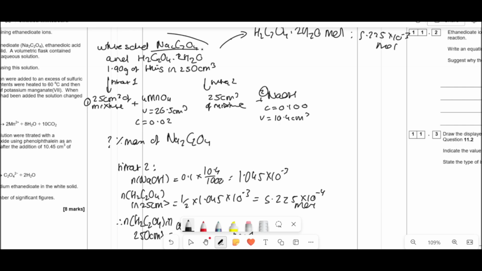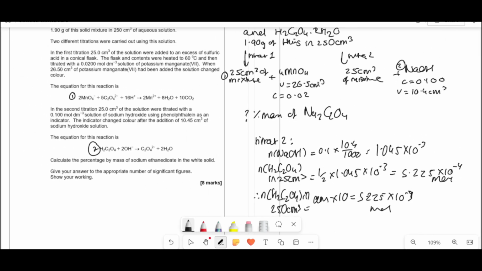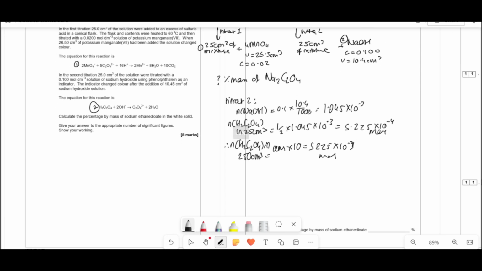So whatever else is here is probably what's made of the Na2C2O4. So what I can do now is I can look at this titration here, number 1, with this equation, which is where everyone was like, oh, I'm going to work out the moles of manganate, and then I don't know what I'm going to do next. So if I look at titration 1, yes, you can work out the moles of manganate. Moles of MnO4 minus is going to be its concentration, 0.02 times 26.5 over 1,000, which gives us 5.3 times 10 to the minus 4.